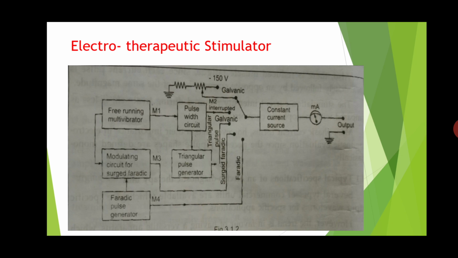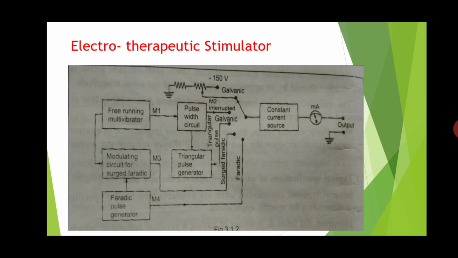To get these different types of pulses, they use the stimulator. From the stimulator we get a number of types of pulses. In this electrotherapeutic stimulator, the main part is a free running multivibrator, which is nothing but an astable multivibrator.